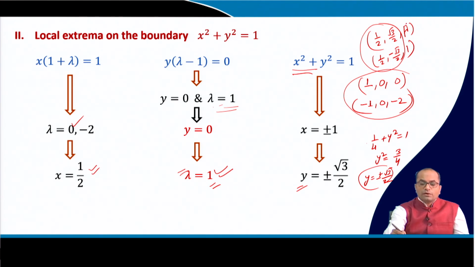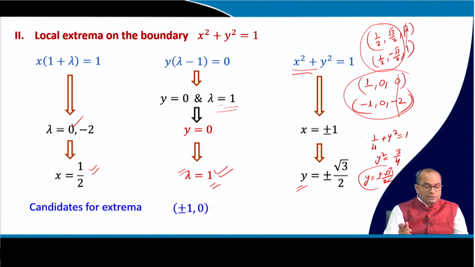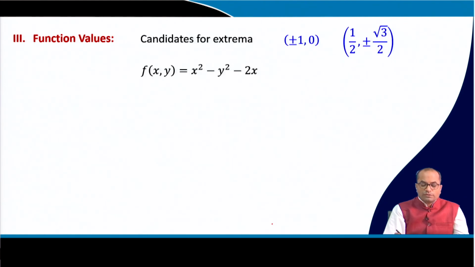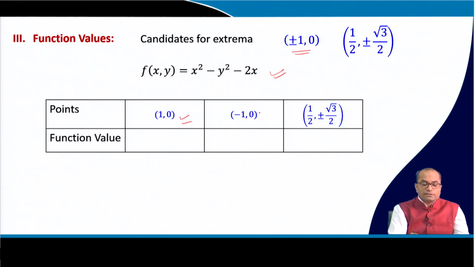So, these 4 points we got as critical points of this new problem. And now, since we are not looking for the sufficient conditions, the third coordinate is not of interest, we will just collect the x and y coordinates. So, the candidates for extrema are plus minus 1, 0, and half, plus minus square root 3 by 2. As you can see, the point we got earlier on the boundary, plus 1, 0, is already there. Now we will get the function values at these points.